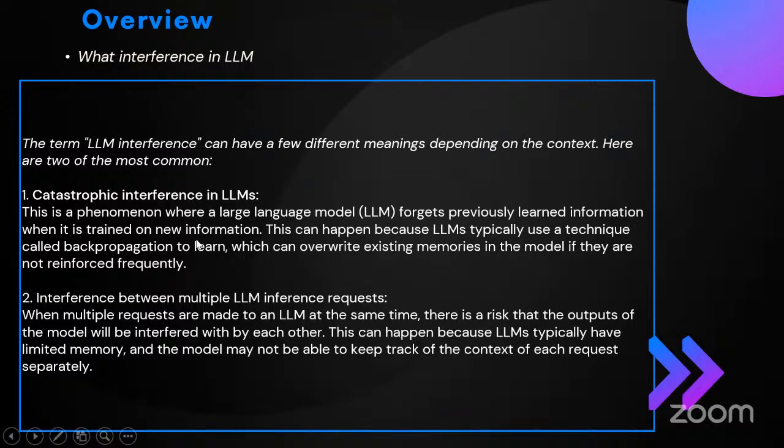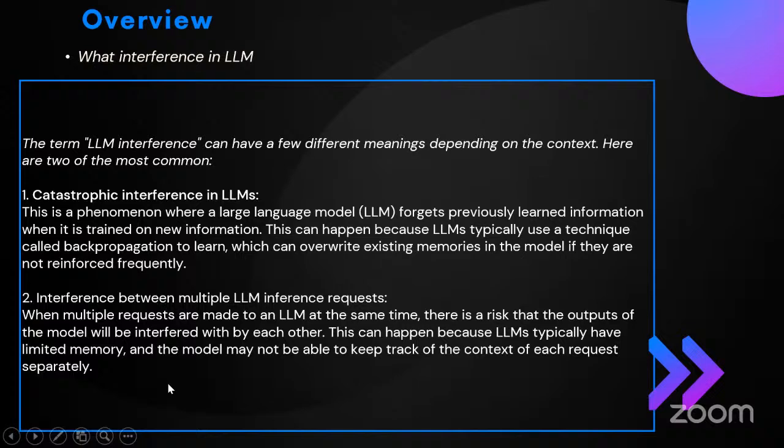So these are two techniques. In catastrophic inference in LLM, we are forgetting all the previously learned information and freshly taking new information each time. Whenever any user is asking, we remove all the previous information. Inference between multiple LLM requests means we are taking multiple inputs at a time. With limited memory, we try to make a context, so the context should not mismatch between our inferences. That is one thing.